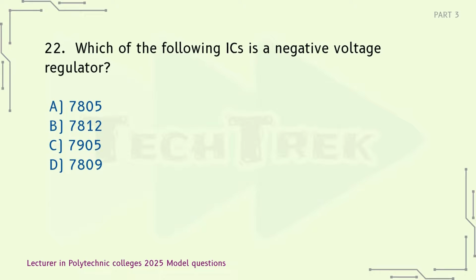Which of the following ICs is a negative voltage regulator? A. 7805. B. 7812. C. 7905. D. 7809. Correct answer is option C. 7905.